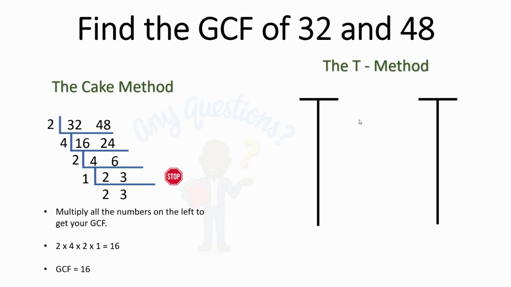Now, that's just one method. So we're going to go over to the right, and we're going to try the T method to see if we get the same answer. All right? Now, how do we start off with the T method? Well, first, draw yourself a big T. And then you're going to put the numbers right on top of the T. 32 and 48, we got it on top.